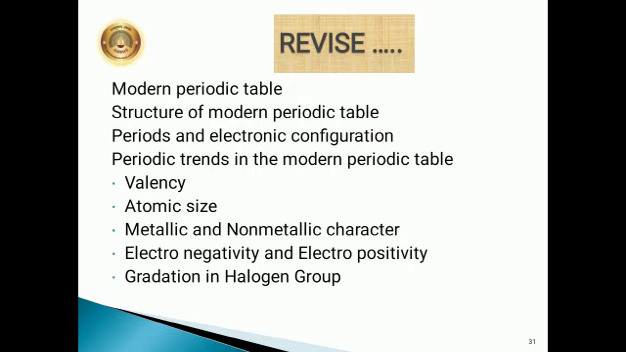So we have seen today the structure of the modern periodic table, periods and electronic configuration, and periodic trends in the modern periodic table, which gives us three properties: valency, atomic size, metallic and non-metallic character, electronegativity and electropositivity, and gradation in the halogen group.